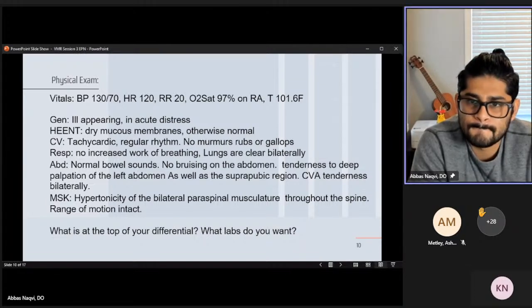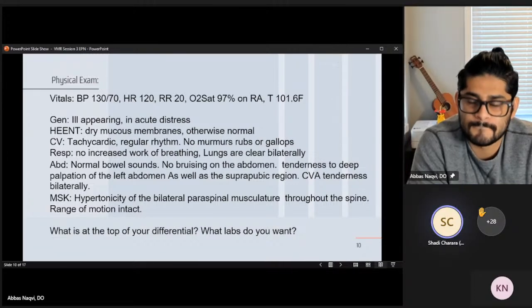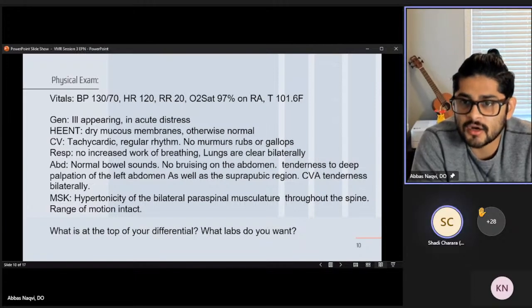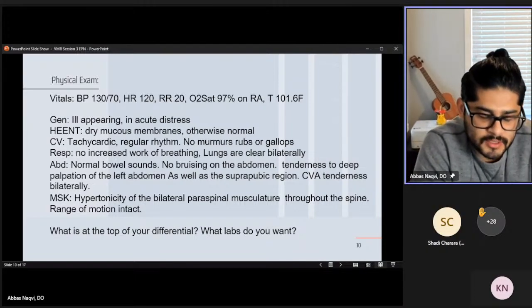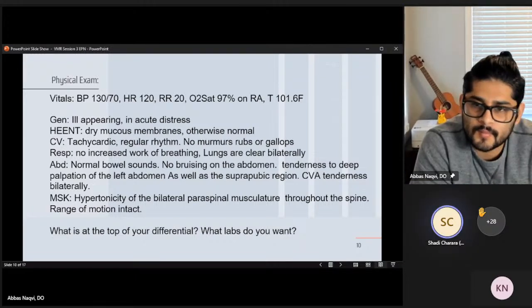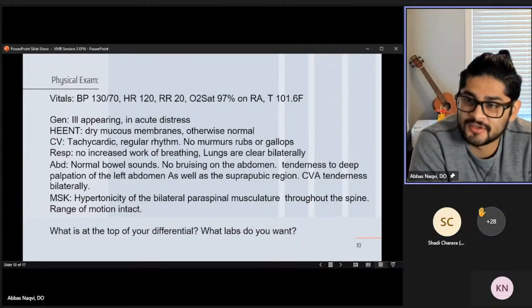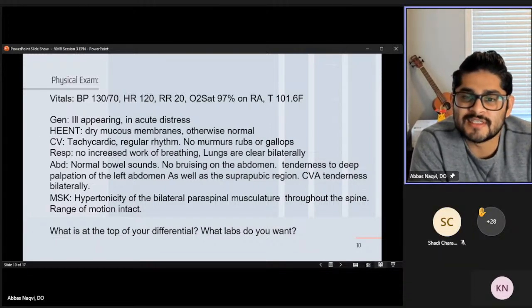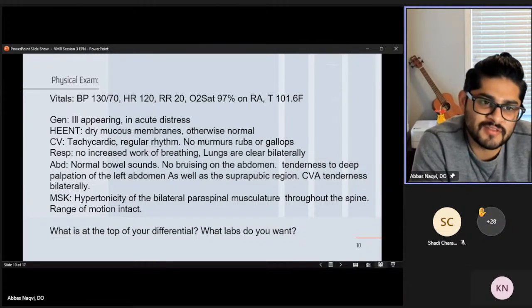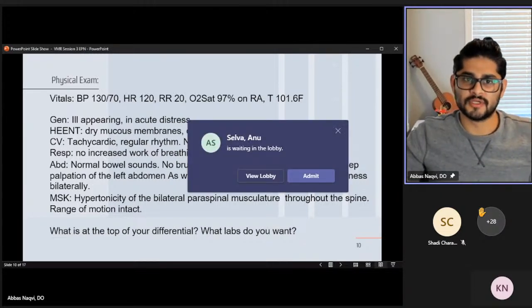Probably the tachycardia, having a higher heart rate. Okay. So she's tachycardic, so that tells us that there's something going on. What about the belly? What do you think about the belly? I'm not really sure what those indicate. Okay, good. So we'll talk about it. She has tenderness to deep palpation on the left side of the abdomen and the suprapubic region, right?